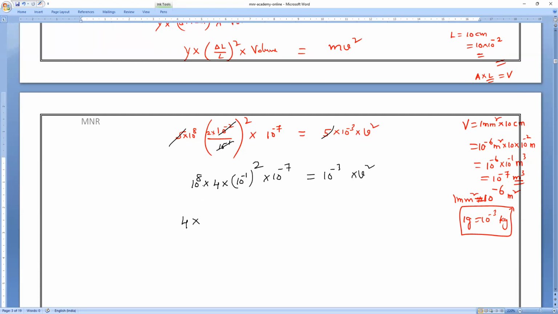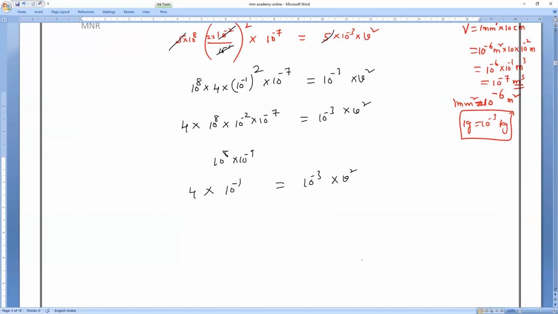Now 4 I will put separately. 10 power 8 into 10 power minus 2 into 10 power minus 7, which is equal to 10 power minus 3 into v square. Now 10 power 8 minus 2 minus 7 means minus 9. So 10 power minus 9 into 4 is equal to 10 power minus 3 into v square. Is it okay, Laksha? Understand? Now see, sir. 10 power minus 1 and 10 power minus 3 are on opposite sides, so they cancel here, minus 2 will be there. So 4 into 10 power minus 2 into v square.